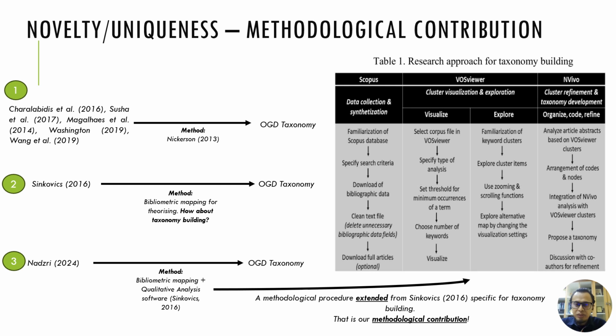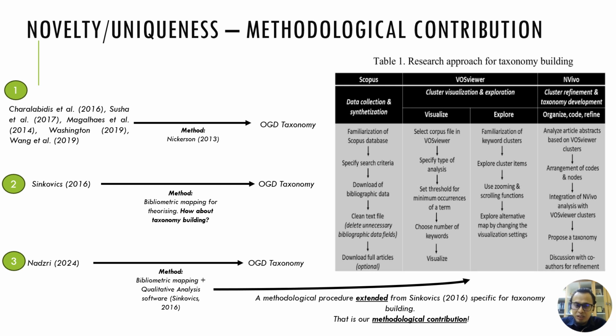The other uniqueness is in terms of methodological contribution. Number 1, we looked at some research available in the literature. Most of this research uses Nickerson 2013 as method. And then I found out about Sinkovic's 2016, and that paper is about using bibliometric mapping for theorizing. Then I asked myself, can we do quite the same technique or procedure to develop a taxonomy? And that is what I did with this paper.